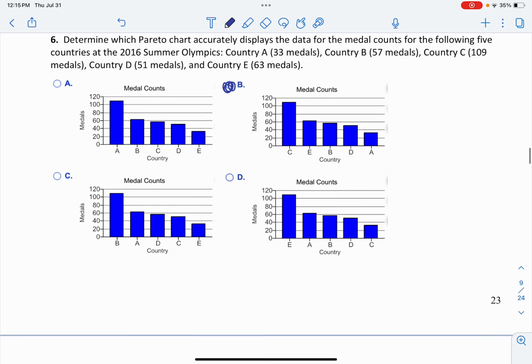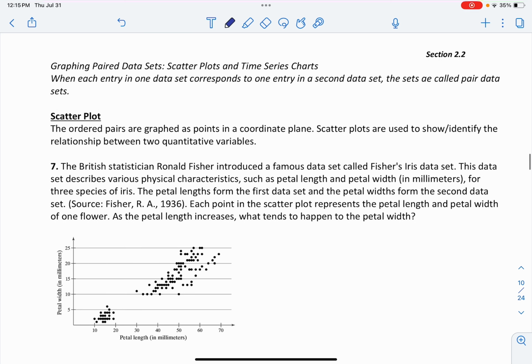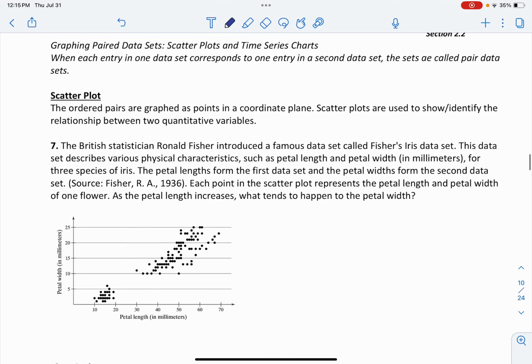That's Pareto chart. Moving along, we've got some graphs when you have paired data sets. Okay, so paired data sets when you have two variables for one subject. So a very common type is called a scatter plot. And here's an example of one, right? And scatter plots are a good way to notice any trends in the data. For example, here we have petal width versus petal length for irises.